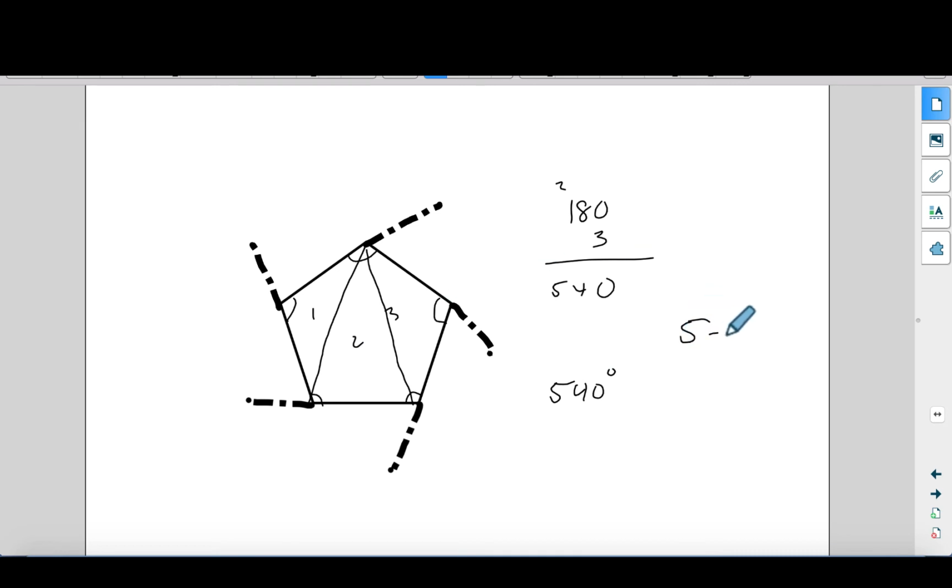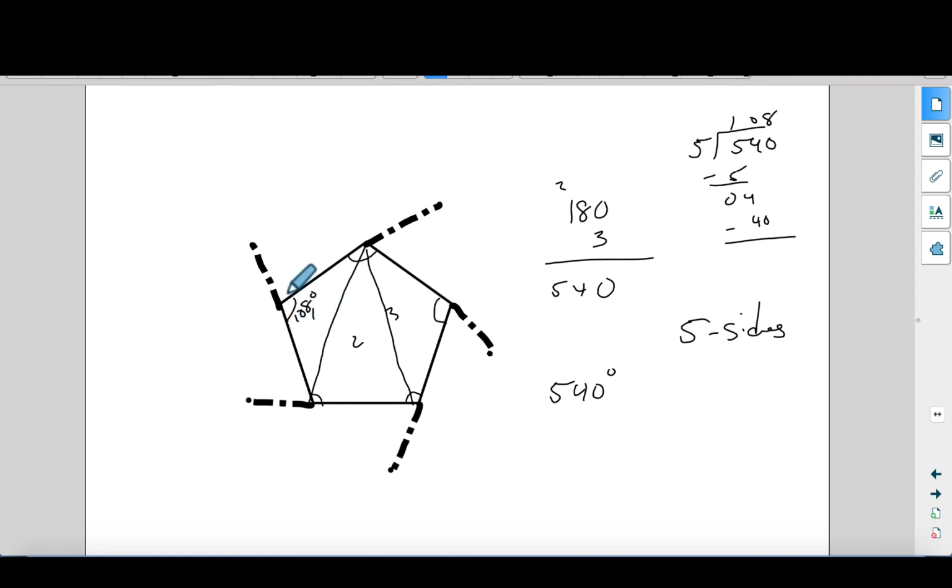A pentagon has 5 sides. Now here's something that's interesting. If there are 5 sides and we have 540, let's do the division problem. 5 divided into 540: we have 1, 4, which we can't put in, and then we have 8, for 108, and that satisfies our 540. All right, so 5 at 108. So the interior angles in here are 108 degrees.